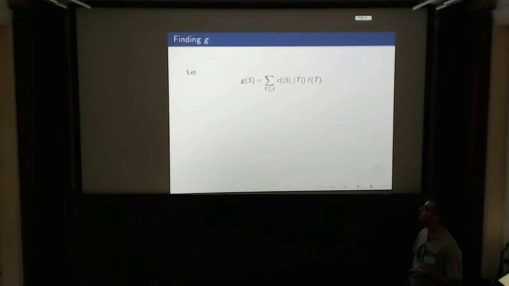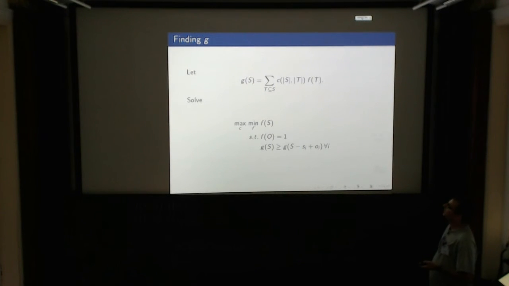So how do these functions look? The function G at a set S is going to be some linear combination of f at subsets of S. And the coefficients, for symmetry reasons, are only going to depend on the sizes of the two sets S and T. These are these coefficients C. And now we write this optimization problem. We want to find the best coefficients. This is the maximum over C that maximize the approximation ratio.